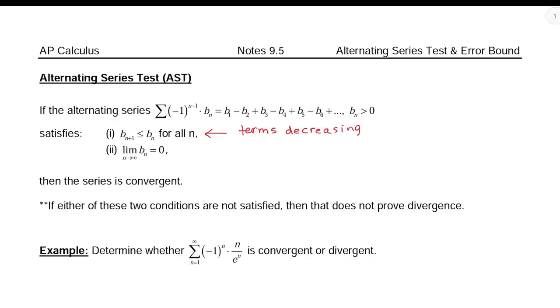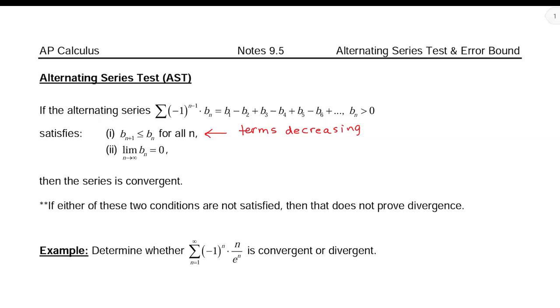When we can, we will check the nth term against the n plus 1th term to see if the terms are decreasing. If that is not a good approach, then we can look at the series as a function and take the first derivative. If the first derivative is positive, then the terms would be increasing. If the first derivative is negative, then the terms would be decreasing.